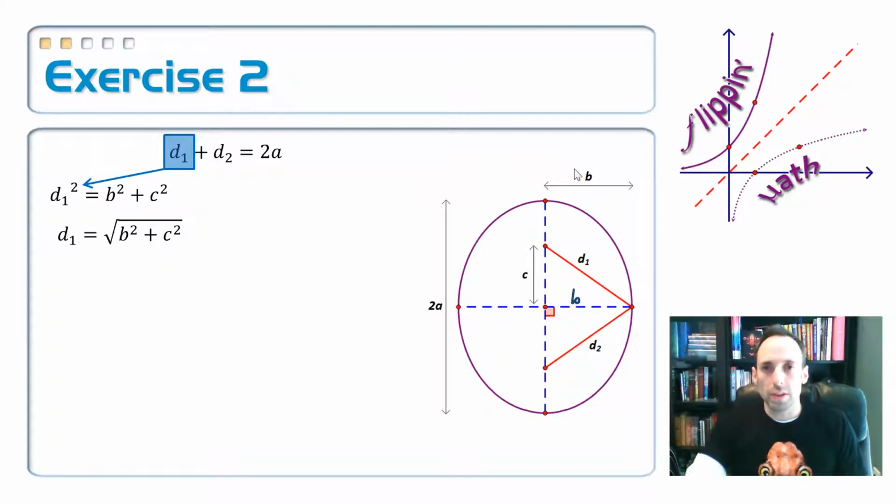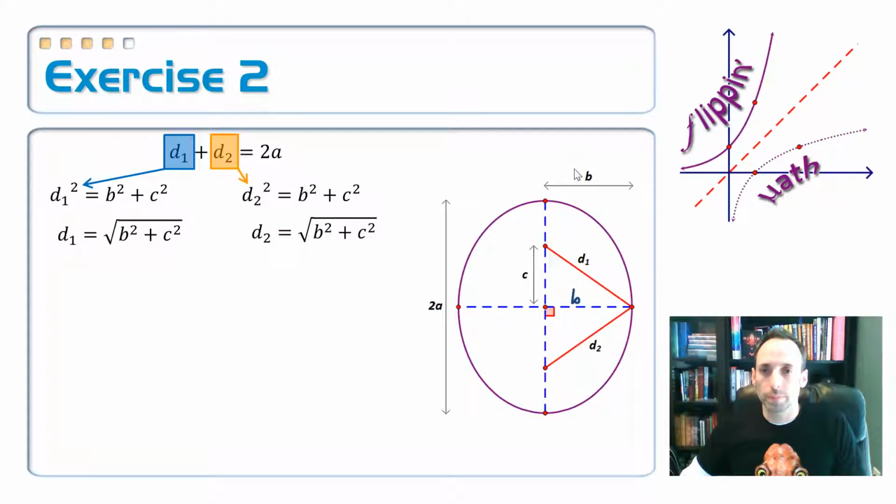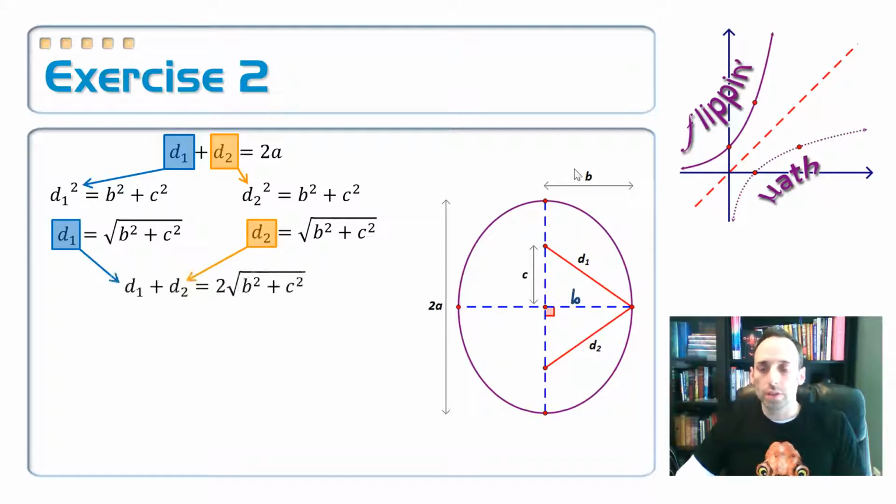Now let's do the same thing for d2. Well, isn't it going to be the exact same length? Right, because of the place where I chose to put that. So let's just go ahead and add those two things together, d1 plus d2. Since this length is the same as that one, I'm just going to have 2 times the square root of b squared plus c squared.